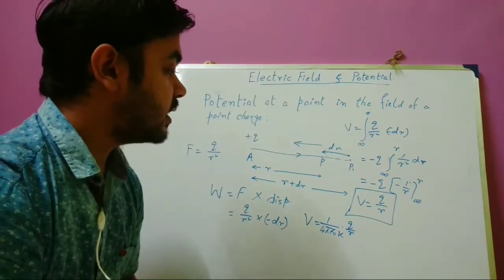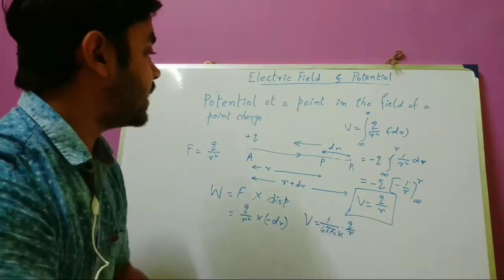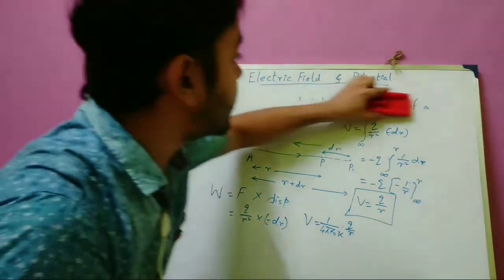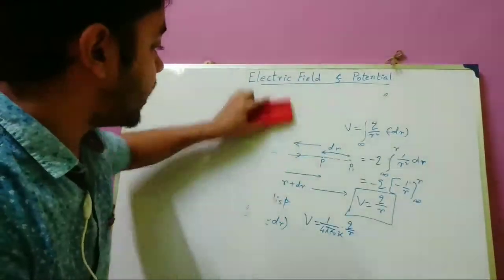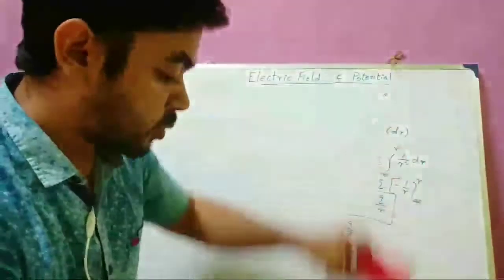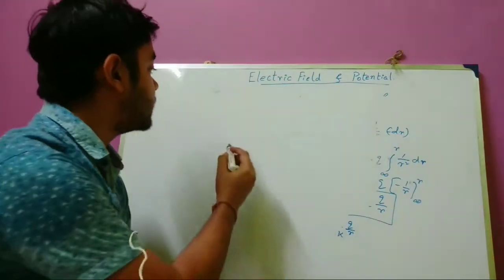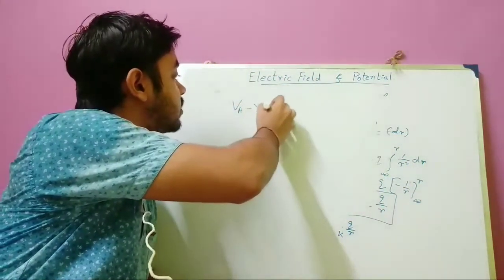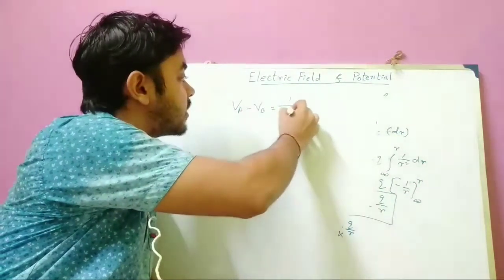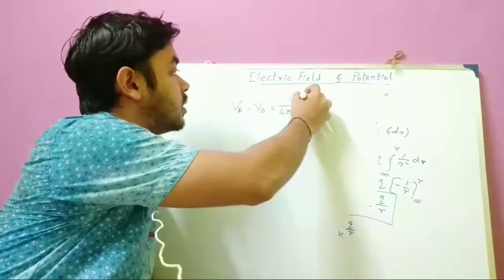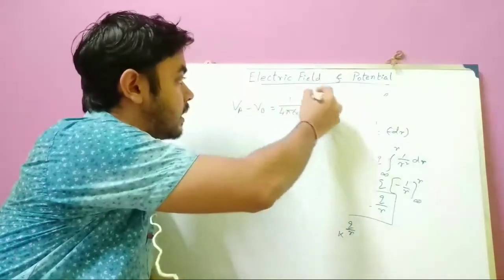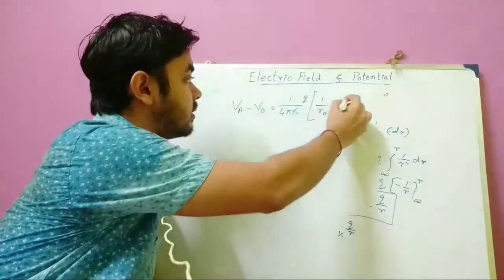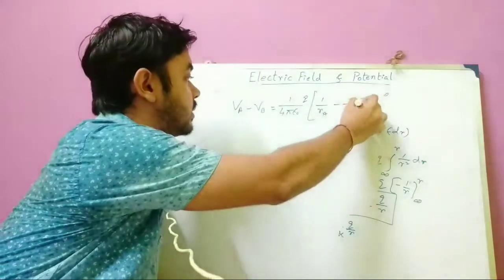Okay. If V equal to Q by R, then what will be the difference of electric potential between 2 points? The electric potential difference between 2 points is given by VA minus VB equals 1 by 4 pi epsilon 0 into Q into 1 by RA minus 1 by RB.